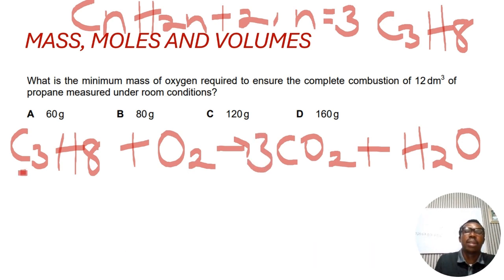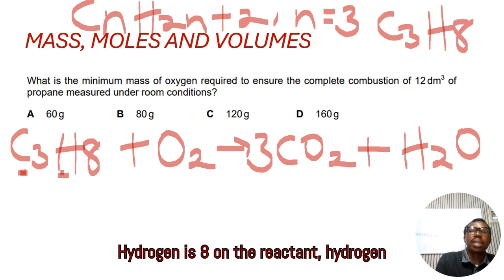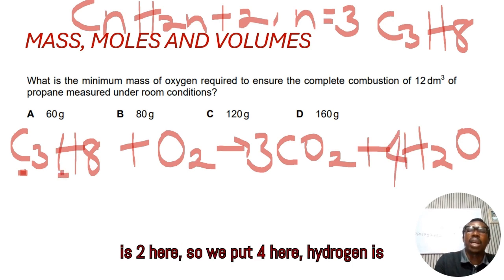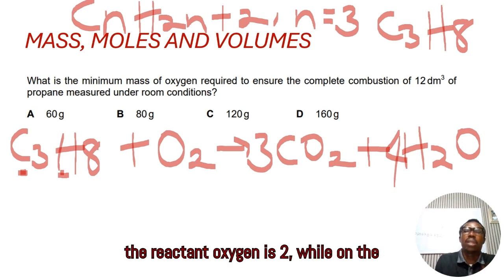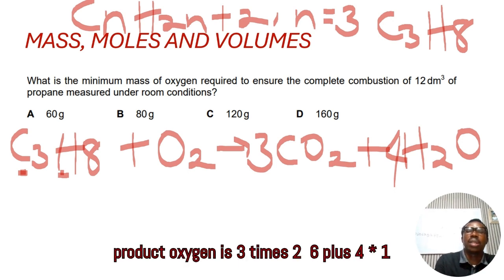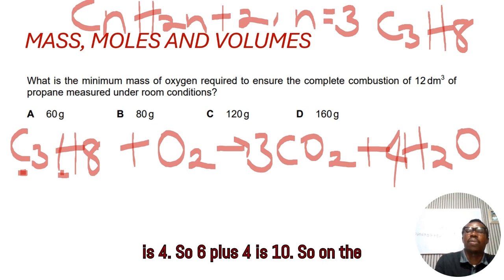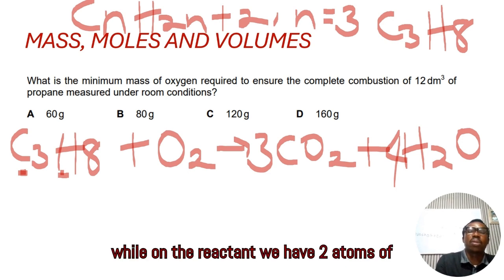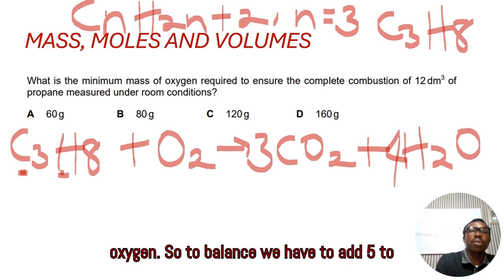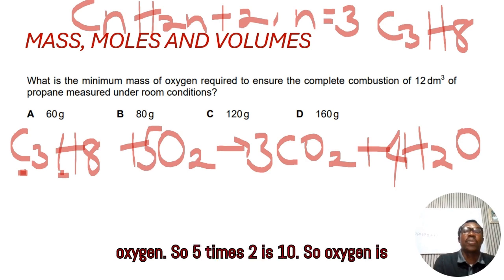Carbon is balanced. Hydrogen is 8 on the reactant. Hydrogen is 2 here, so we'll put 4 here. Hydrogen is balanced. So what is left is oxygen. On the reactant, oxygen is 2, while on the product, oxygen is 3 times 2, 6, plus 4 times 1, 4. So 6 plus 4 is 10. So on the product, we have 10 atoms of oxygen, while at the reactant, we have 2 atoms of oxygen. So to balance, we have to add 5 to oxygen. So 5 times 2 is 10.